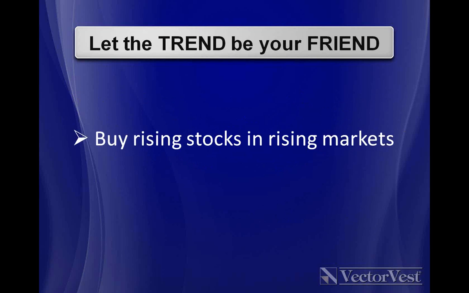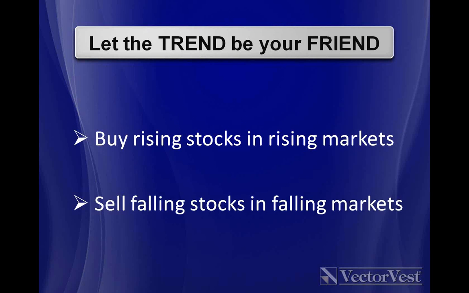The mantra is that we want to be buying rising stocks and rising markets. And maybe to expand on that a little bit further, we want to try and find undervalued stocks that are aggressively growing their earnings safely, that are going up, and we want to buy those shares into a general market that's going up. Now, the other side of that, of course, is sell falling stocks and falling markets.